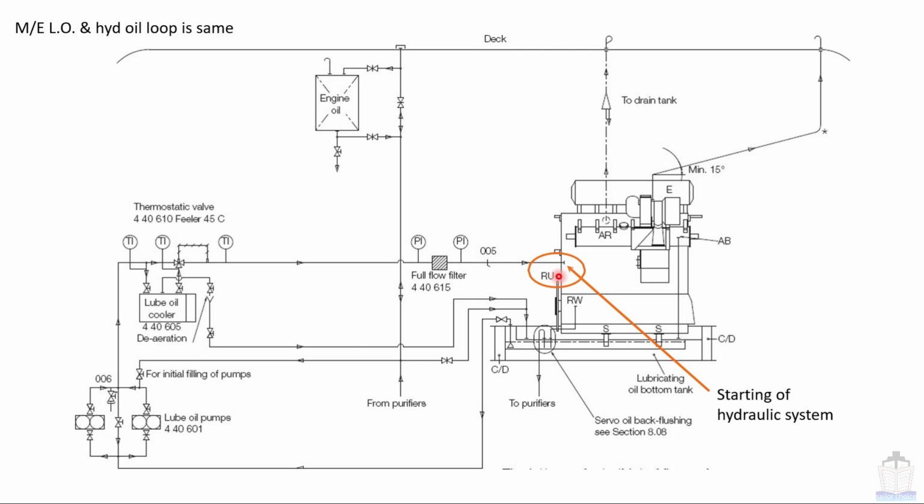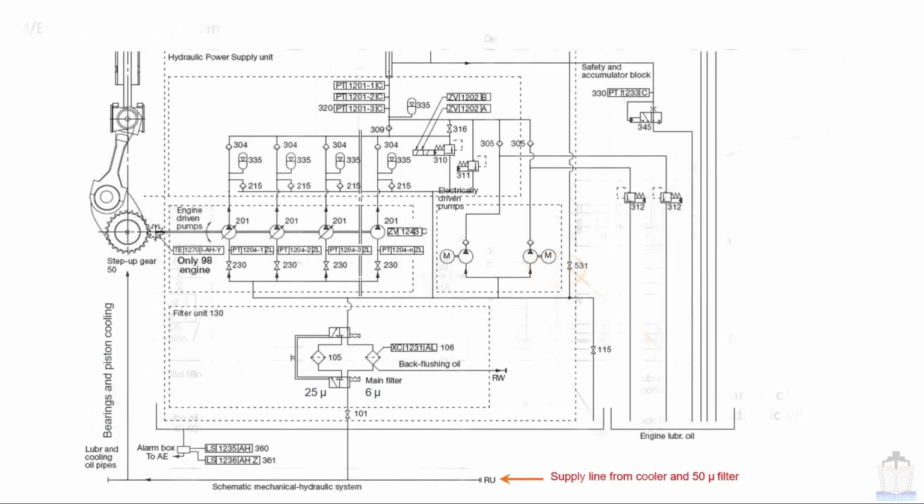Now let's have a look at the next picture. This is the point RU. This is the bifurcation from the main engine lube oil system going to this changeover valve. This is the manual filter and this is the automatic filter, and after that it is going to the various HPS pumps. So this one represents the common loop for the main engine lube oil system as well as the hydraulic system.